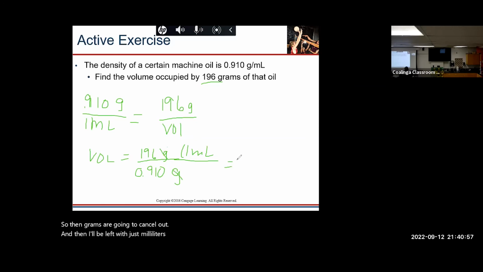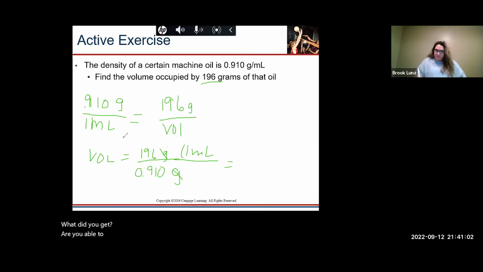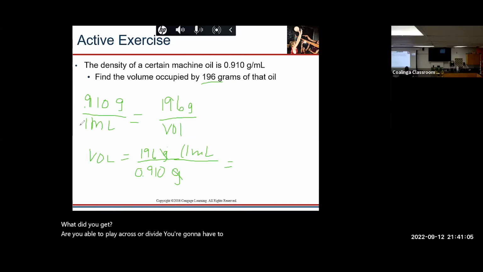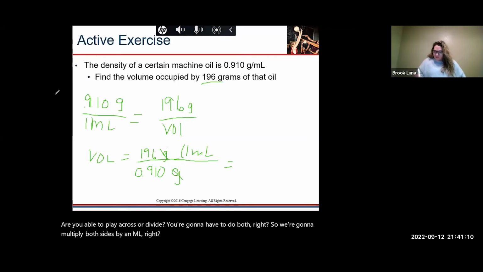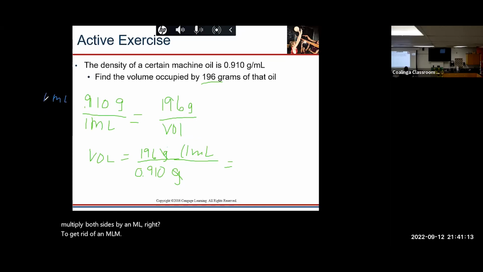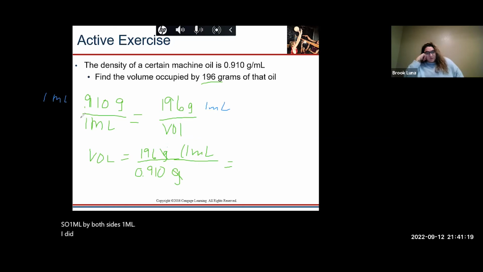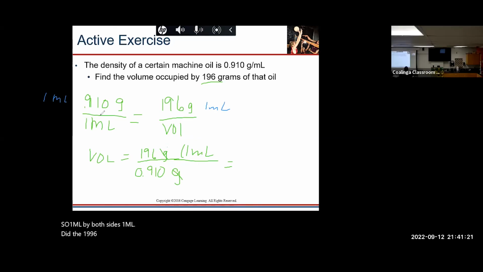So you had one, what did you get? Wait, are you multiplying across or dividing? You're going to have to do both, right? So we're going to multiply both sides by 1 ml. Oh, I did the 910 times 196. Okay. Then we're going to have to divide both sides by 0.910.